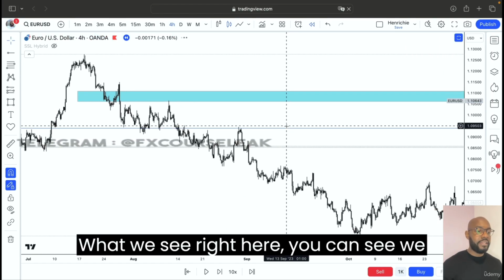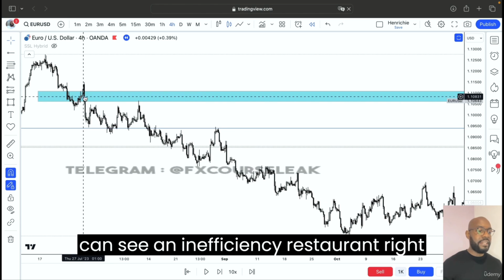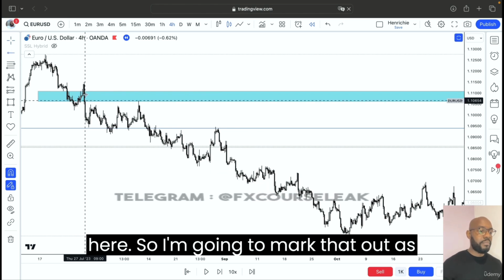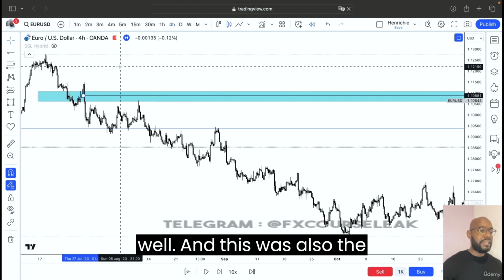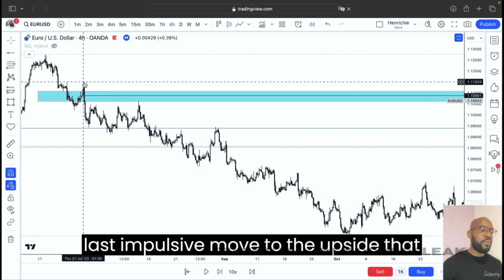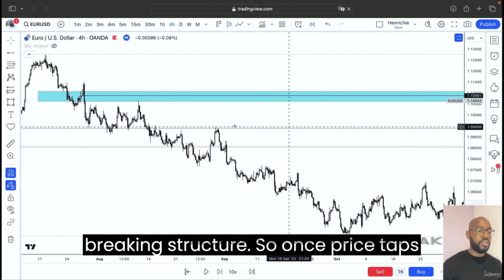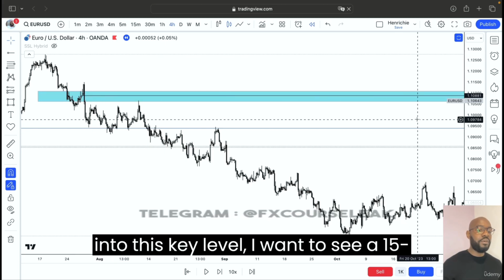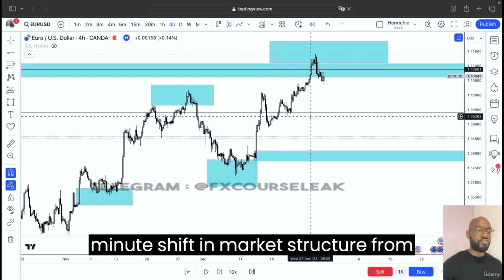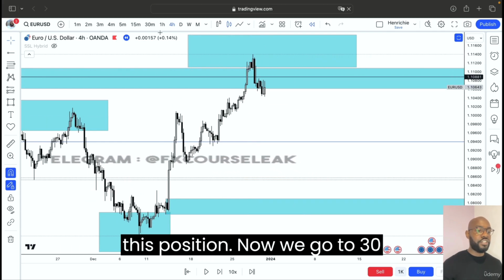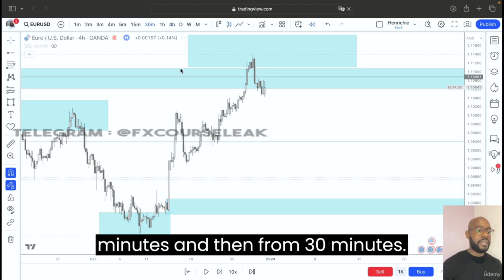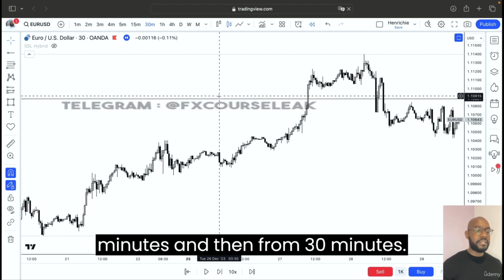We can see an inefficiency resting right here, so I'm going to mark that out as well. And this was also the last impulsive move to the upside that took liquidity from here, dropped down, and broke structure. So once price taps into this key level, I want to see a 15-minute shift in market structure from this position. Now we go to 30 minutes.